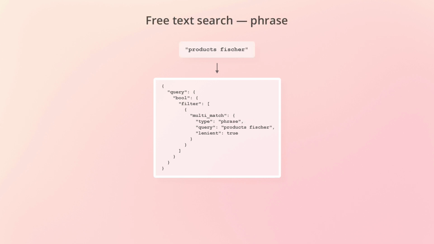If you want to search for a phrase instead, you can surround the terms within quotation marks. In that case, the type of the multi-match query is set to phrase, as you can see on your screen. Under the hood, a match phrase query is run on each field, requiring the terms to appear in the specified order. While free text searches can be convenient sometimes, we often want to search specific fields.